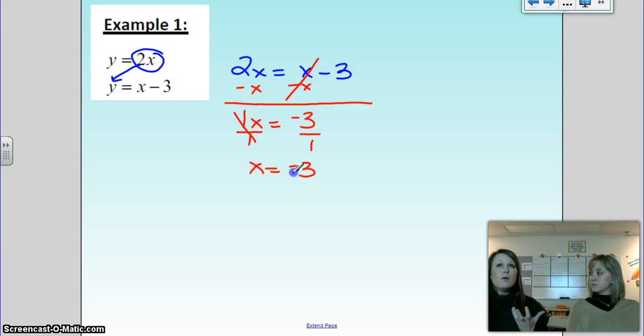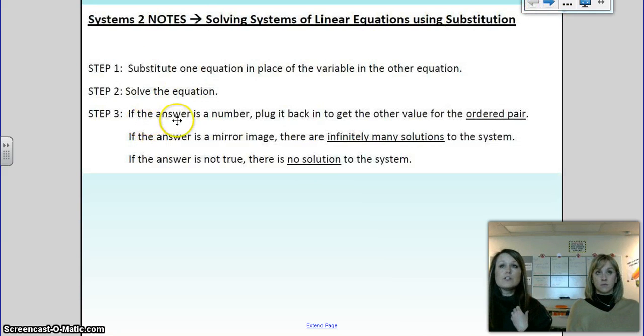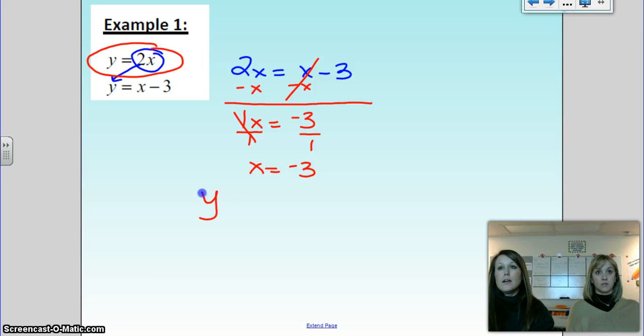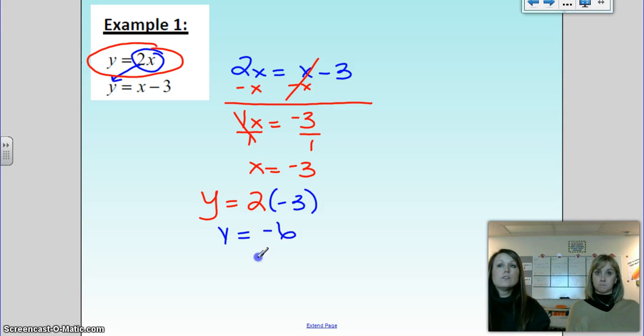So again, originally it said, if the answer is a number, plug it back in to get the other value for the ordered pair. So this is a number. I'm going to pop it back into either one of these equations. I'll do this top one. So I'm going to do y equals 2x. Instead of this x, I'm going to plug in -3. And I have y equals -6. So I'm still not done. I need to write this as an ordered pair. Remember that ordered pairs are x, y.